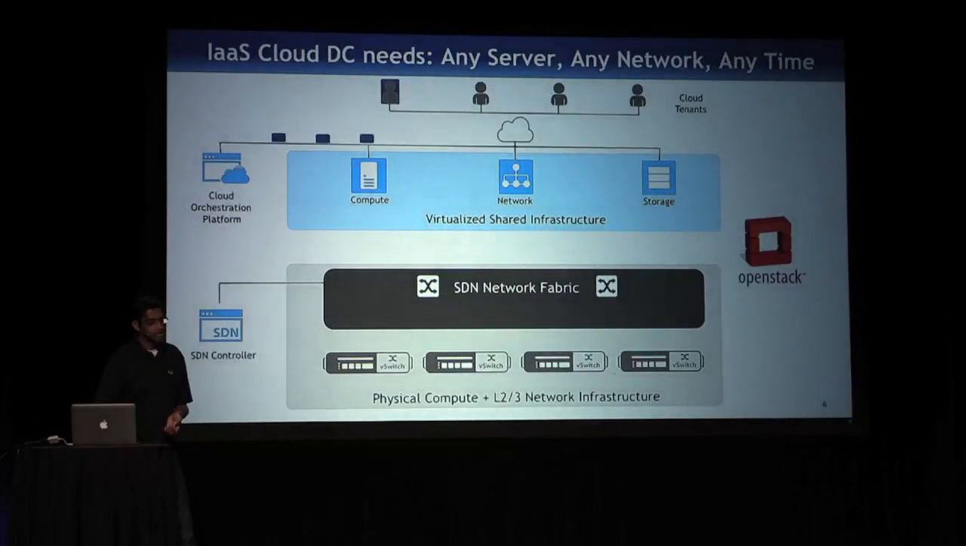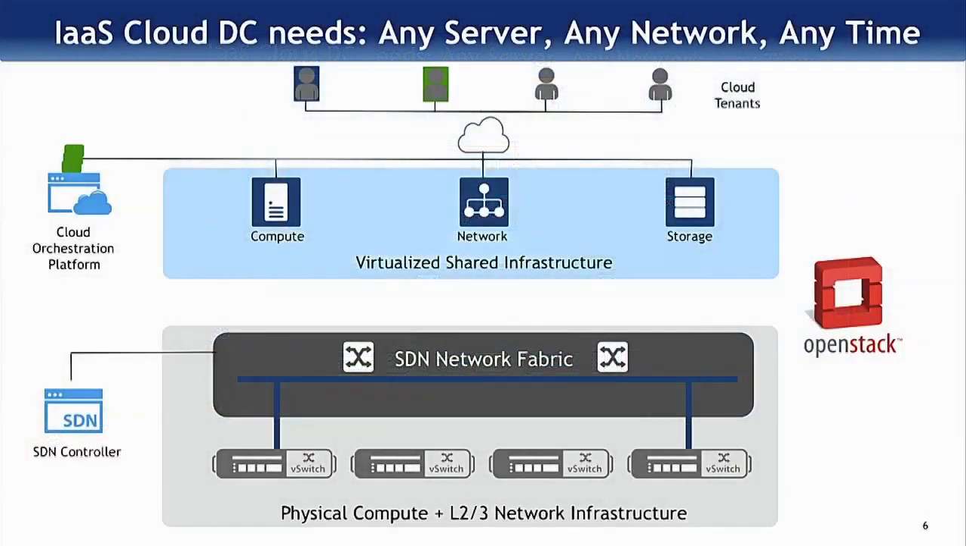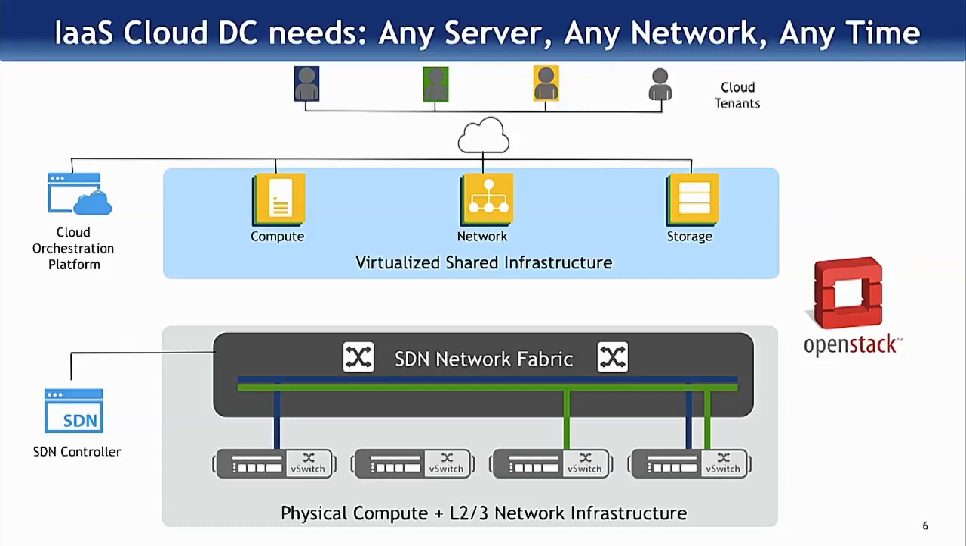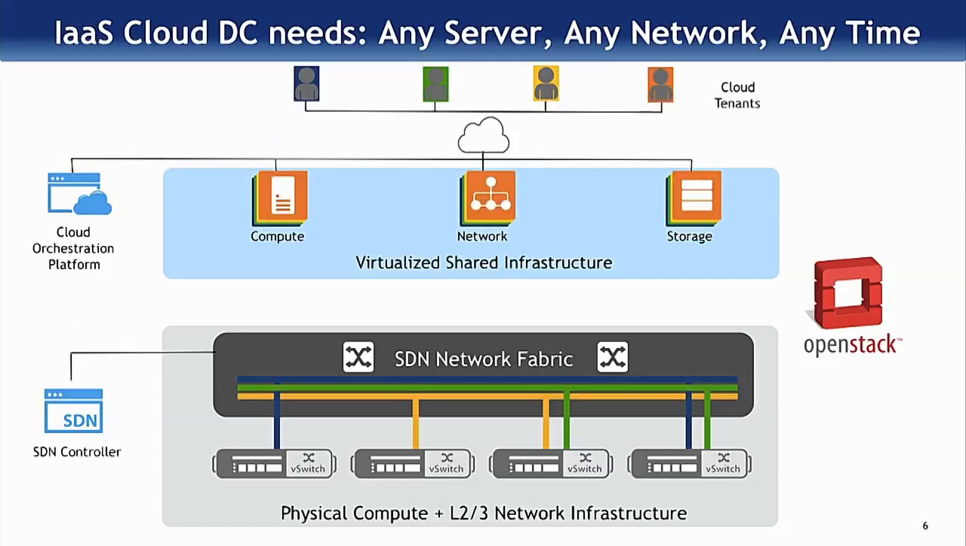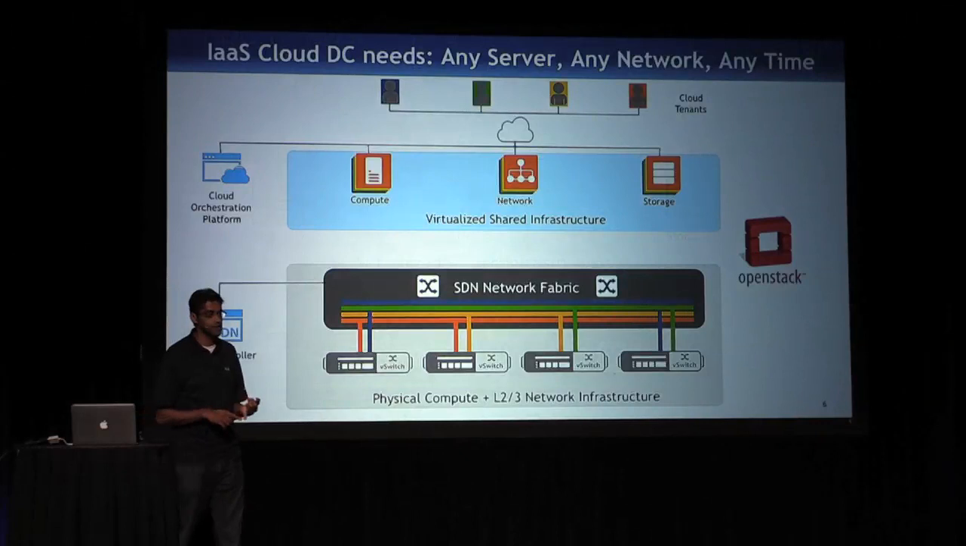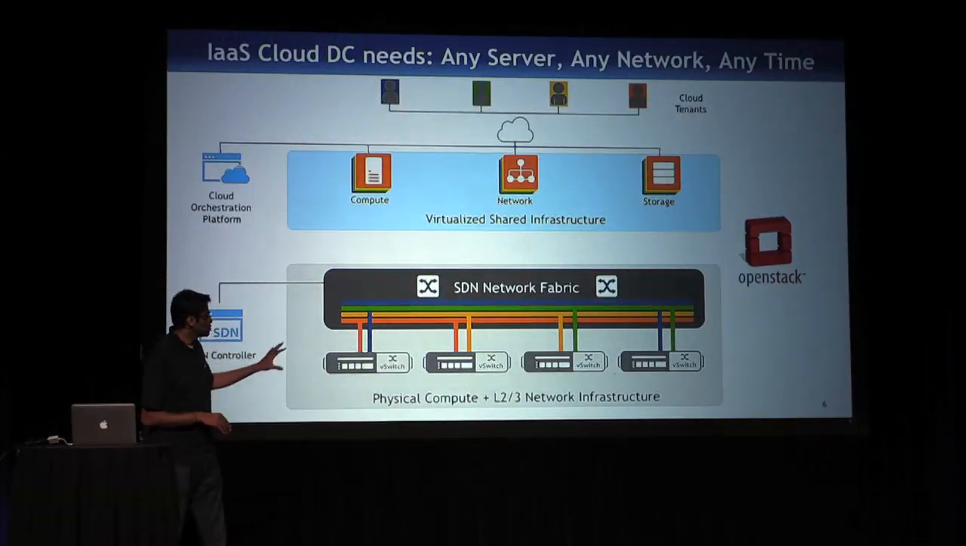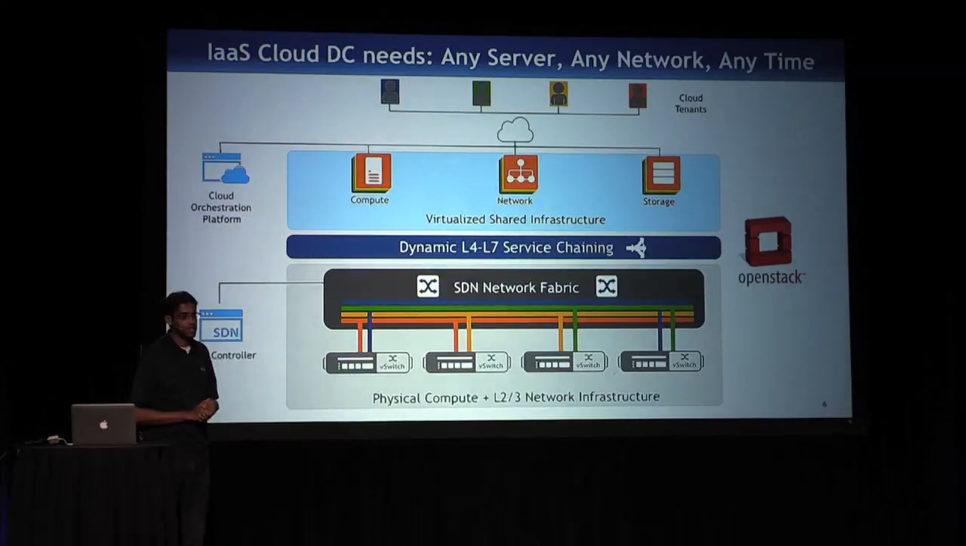All right, so I just wanted to share with you this quick animation. What you see over here is multiple cloud tenants showing up on your network, and your orchestration platform is provisioning the compute, the layer 2, layer 3 networking, and the storage piece of it, right? The cloud orchestration platform may communicate with any SDN controller and push down aspects such as VLANs, gateways, or QoS parameters to the layer 2, layer 3 network, to the SDN network fabric. What's missing in this picture is the dynamic L4 to L7 service chaining.